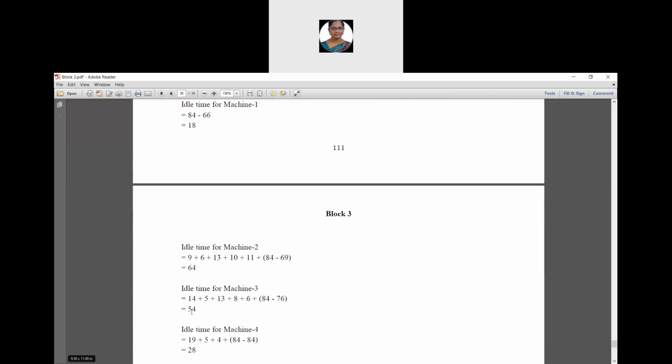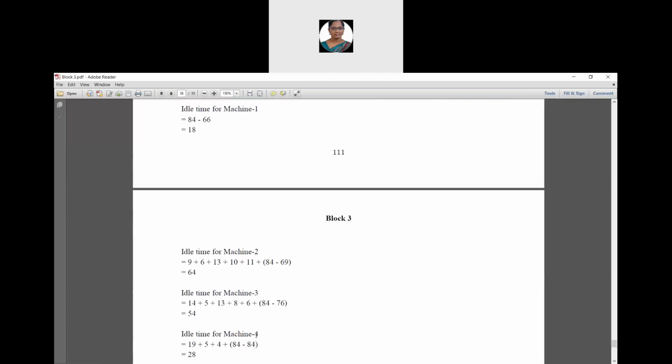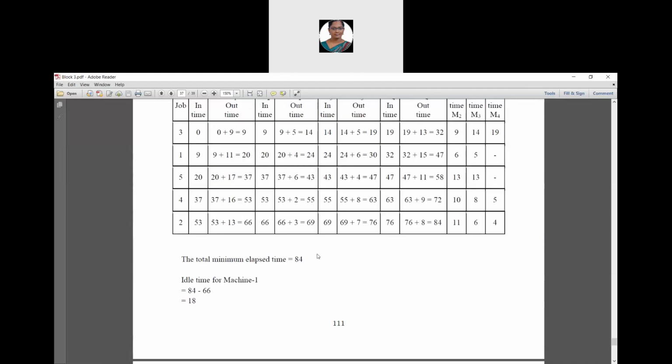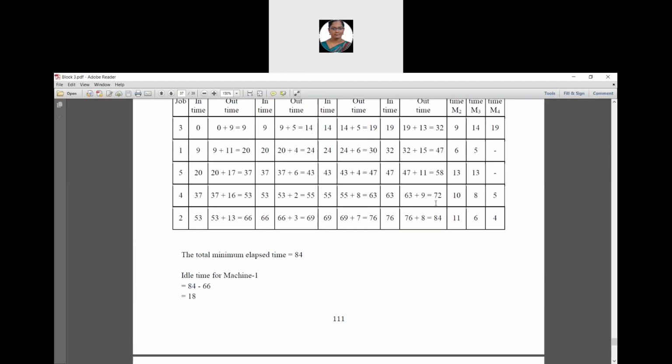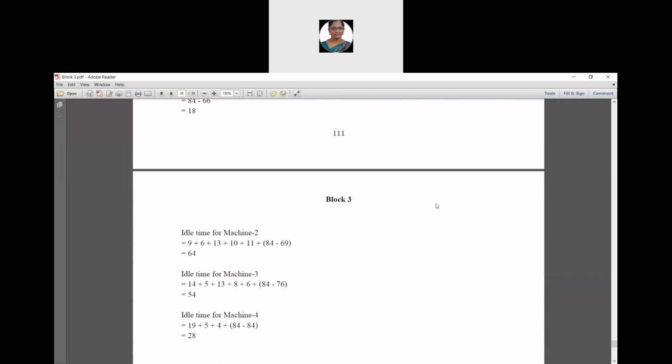Then the ideal time for machine 4. It is the first in value 19 plus the difference between 32 and 32, which is 0, no need to write, and the difference between 47 and 47, again 0, no need to write, and the difference between 63 and 58 plus the difference between 76 and 72. You will get 28.